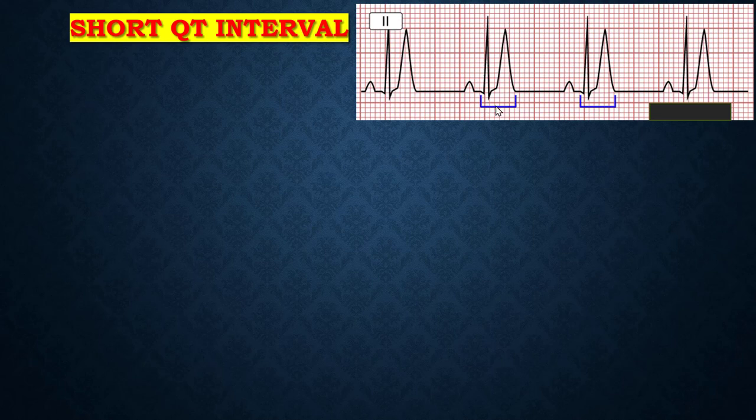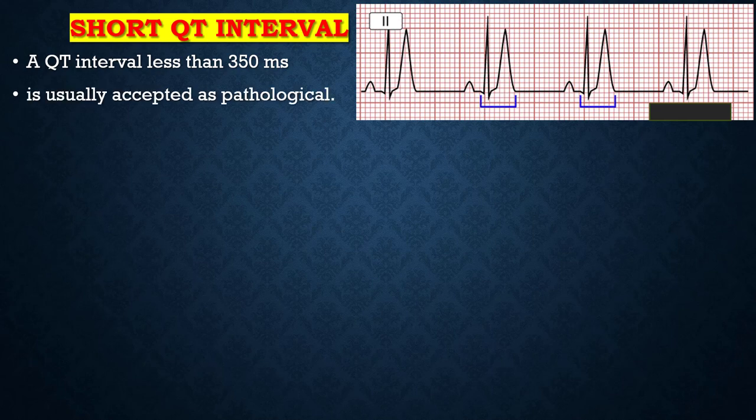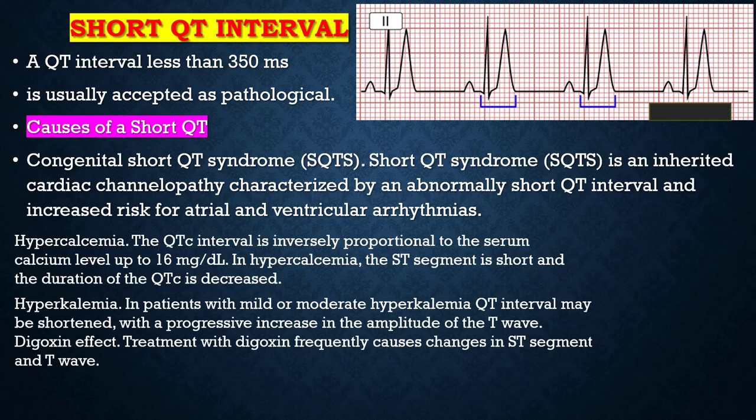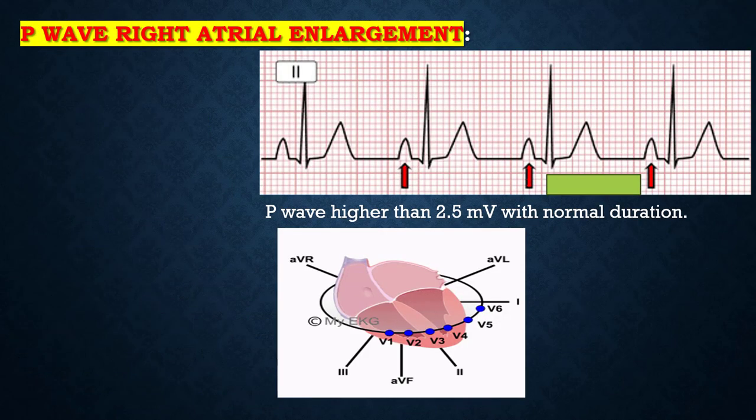Short QT interval. A QT interval less than 350 milliseconds is considered a short QT interval. It is usually accepted as pathological. Again, there are multiple causes. You can pause the video and read them.